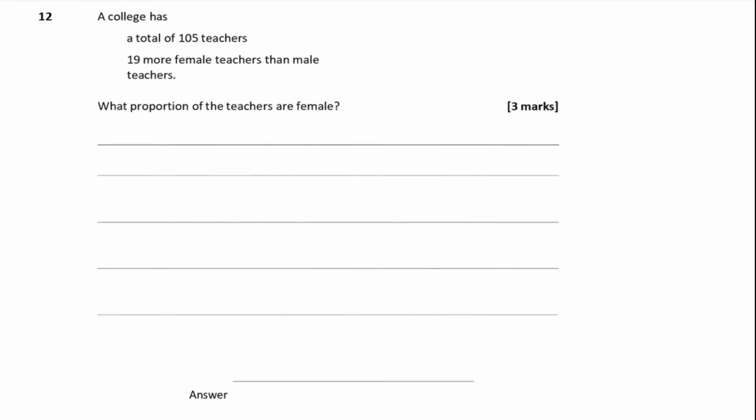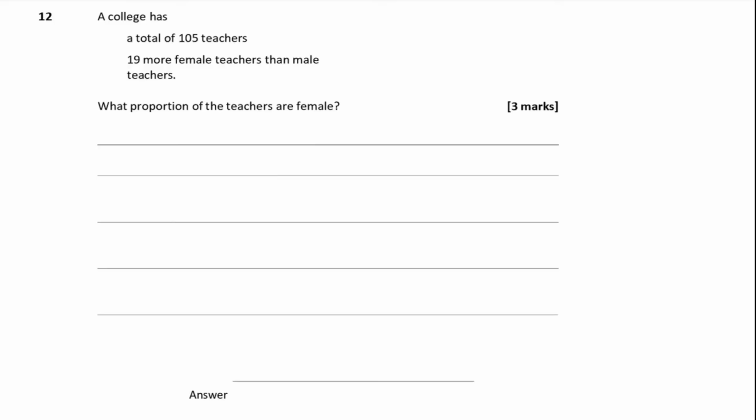Question 12. A college has a total of 105 teachers, 19 more female teachers than male teachers. What proportion of the teachers are female? Okay, now it doesn't say it here, but questions like this are easiest done with algebra. Okay, because you're comparing two values, but you don't know what those values are. It makes it a lot easier to use a bit of algebra.